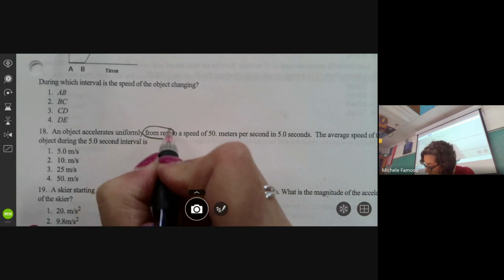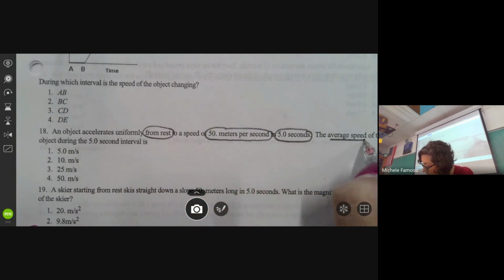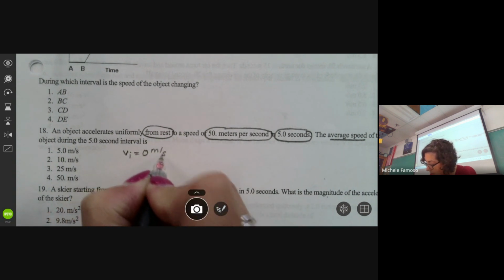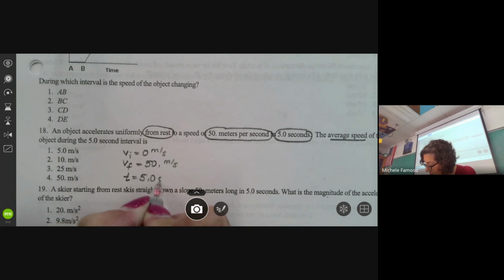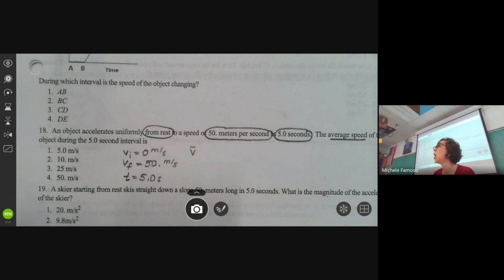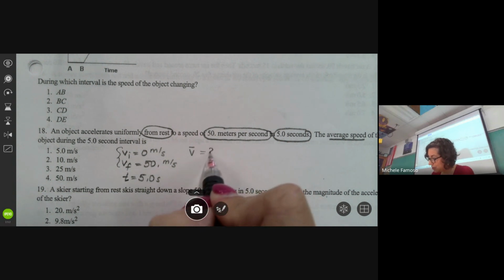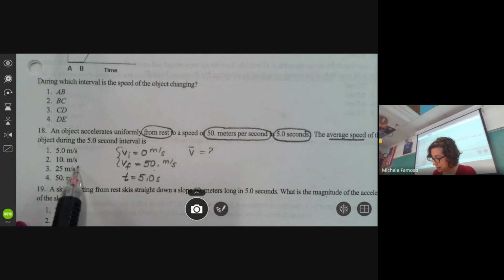So let's use our GUESS method. We have from rest, 50 meters per second, 5.0 seconds. What's the average speed? So we know our VI is 0 meters per second. The VF is 50 meters per second. And the T is 5.0 seconds. I want V bar. The time is irrelevant. I have the two data points for speed. How do I get the average? Right. What's the average of 0 and 50? 25.